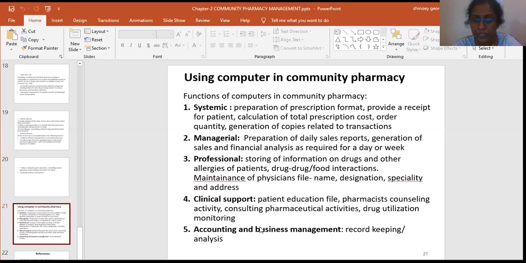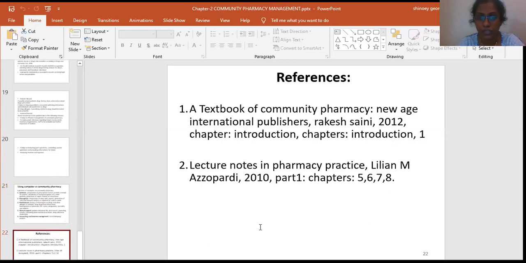Clinical support regarding software is that we can make patient counseling materials for the patients by means of computers and software, like brochures, pamphlets and all, which will be helpful for the patient in understanding the drugs and disease condition. And last one is that these kinds of computers and software are also helpful in accounting and business management.